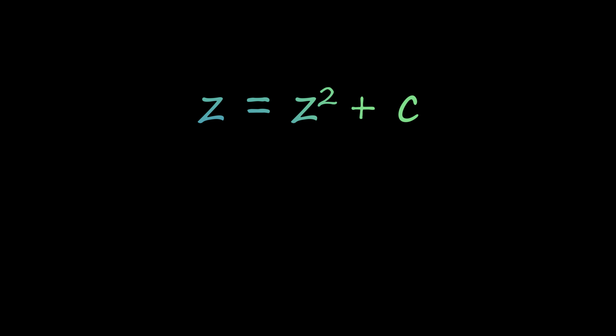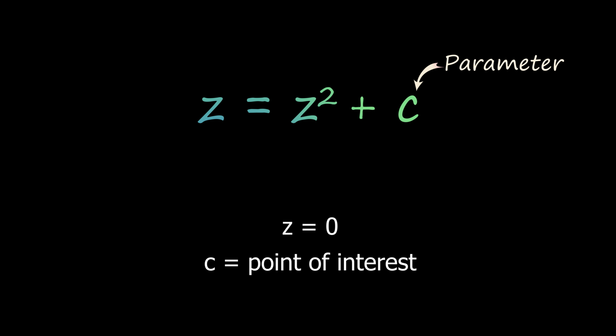So that brings us to the actual Mandelbrot set, the equation z equals z squared plus c. When we calculate the Mandelbrot set, we always start with the value z equals 0. C is assigned the value that we are interested in evaluating. We call C the parameter. The Mandelbrot set is actually a map showing the behaviour of z for all possible values of c.